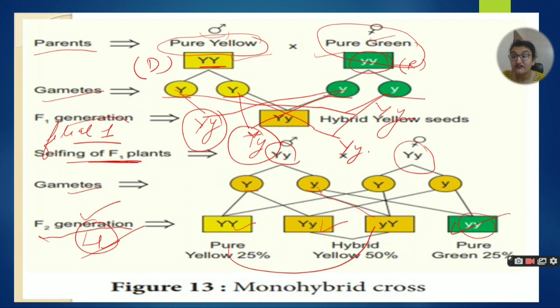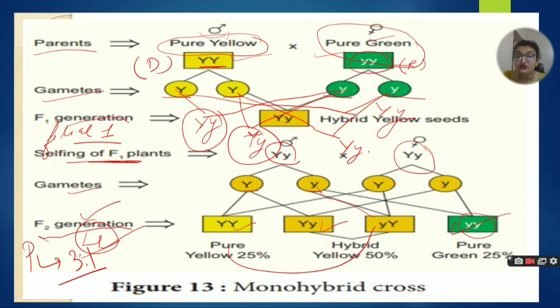Now, this was the physical appearance. When he saw it, he saw that the color of the seed was either yellow or green, and their number varied. So when we talk about the physical appearance, we talk about the phenotypic ratio. In this case, the phenotypic ratio would be 3:1, because 3 were having yellow colored seed and 1 was having green colored seed.